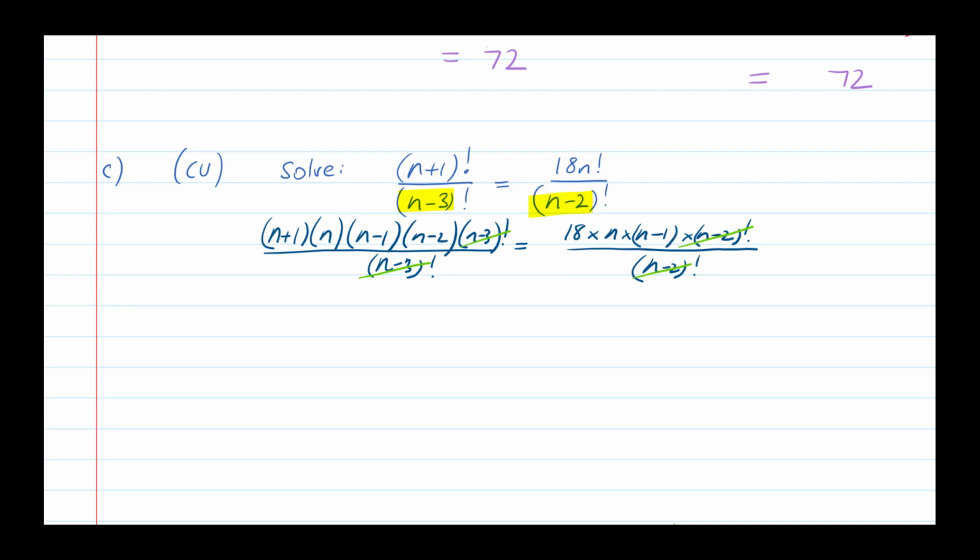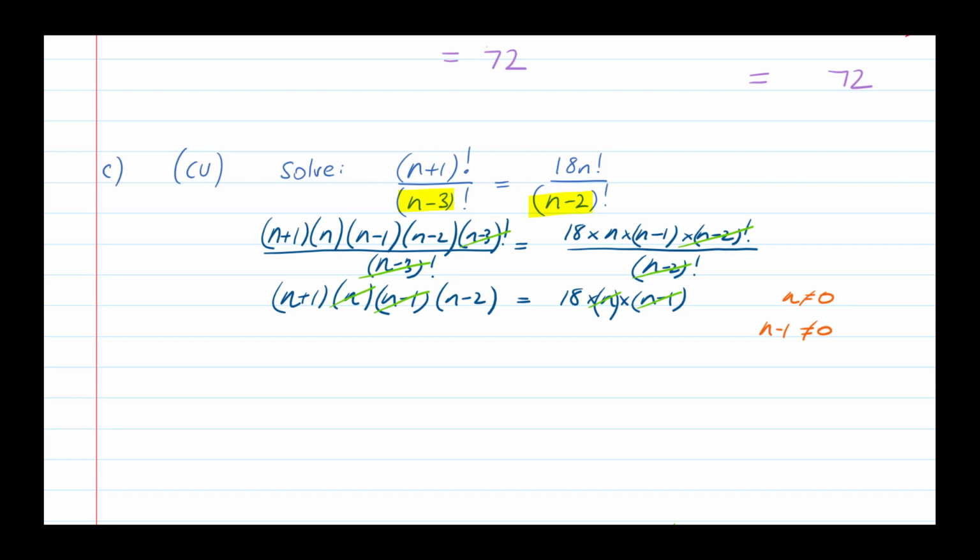And I'm now left with n plus 1, n minus 1, n minus 2 is equal to 18 times n minus 1. Now, I can do some more cancelling out. n and n if I divide through, n minus 1 and n minus 1 if I divide through. Now, I have to be careful here and just make note that n now doesn't equal 0 and n minus 1 doesn't equal 0 because I'm dividing by n and n minus 1.